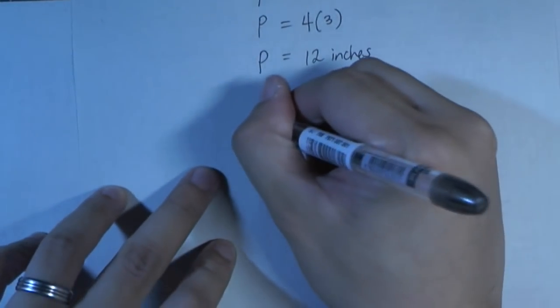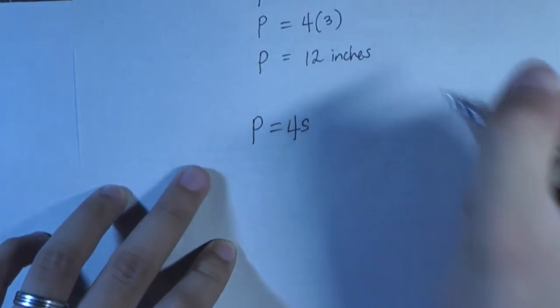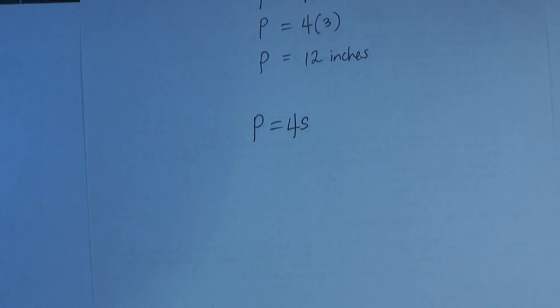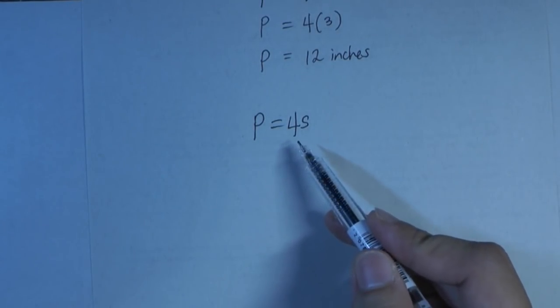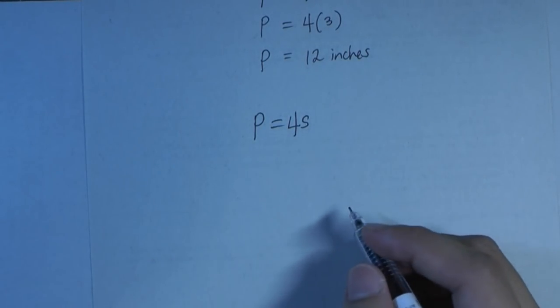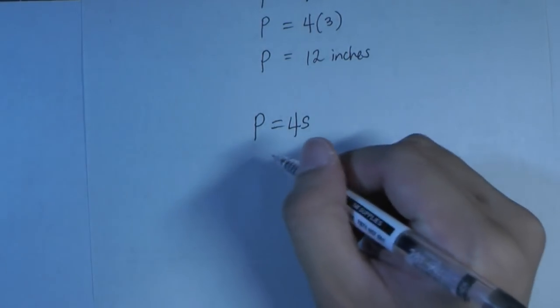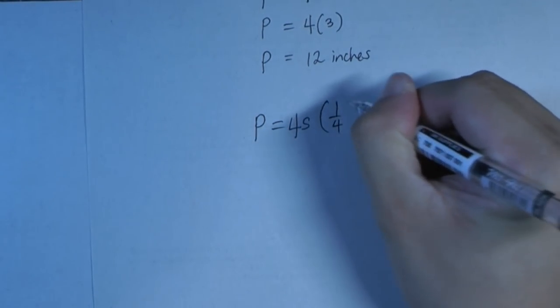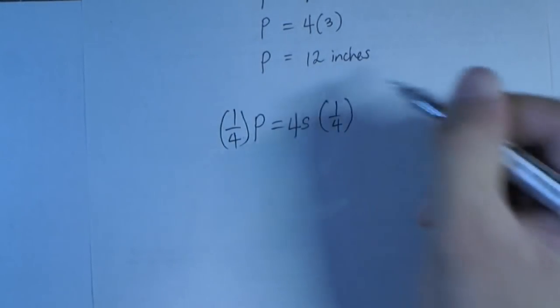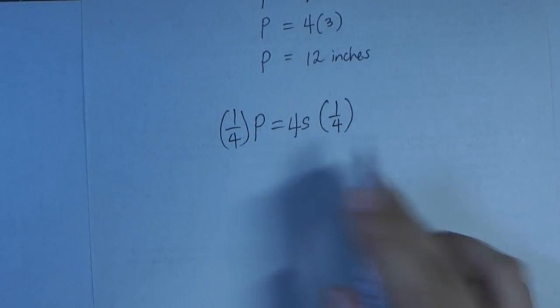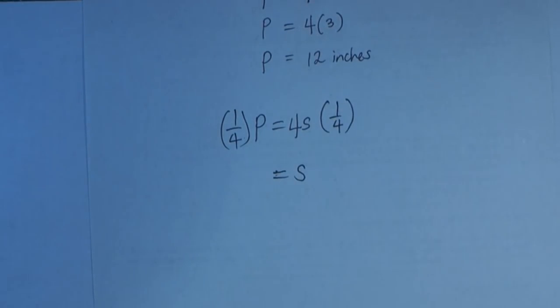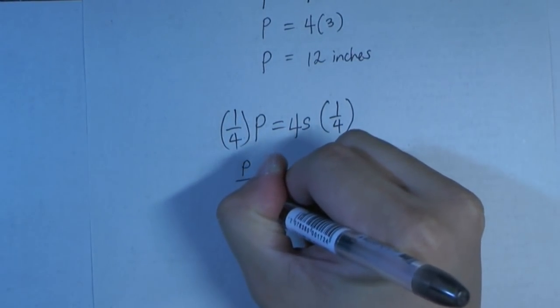Let's begin with the equation once again, P equals 4S. Remember, this time, we need an equation in terms of S. So, we need to isolate S. To do this, we need to eliminate 4 from the right side of the equation, and in this case, I need to use MPE. I will multiply both sides of the equation by 1/4. 1/4 multiplied by 4S gives us S. 1/4 multiplied by P gives us P over 4.